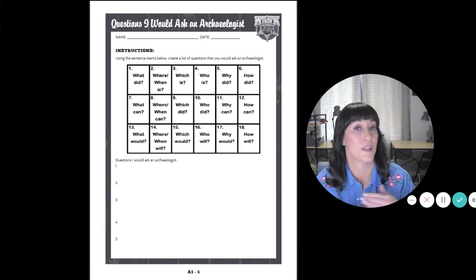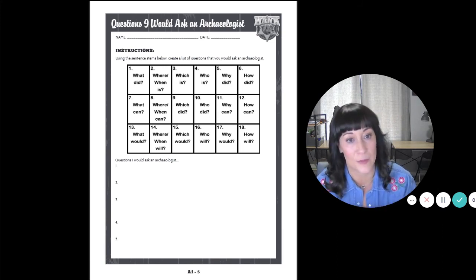Level 1 is the top row, level 2 is the middle row, level 3 is the bottom row, or you could just let students choose. However you want to do it, it's completely up to you. You know your students best.